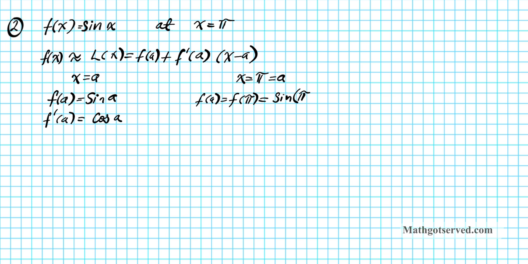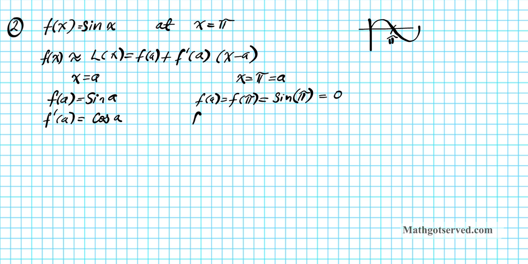Sine of pi is what? Sine of pi is 1. If you think about your trig function, sine starts from the middle and goes like that. Actually, sine of pi is 0, sorry. Anyway, sine of pi is 0, so sine pi equals 0.